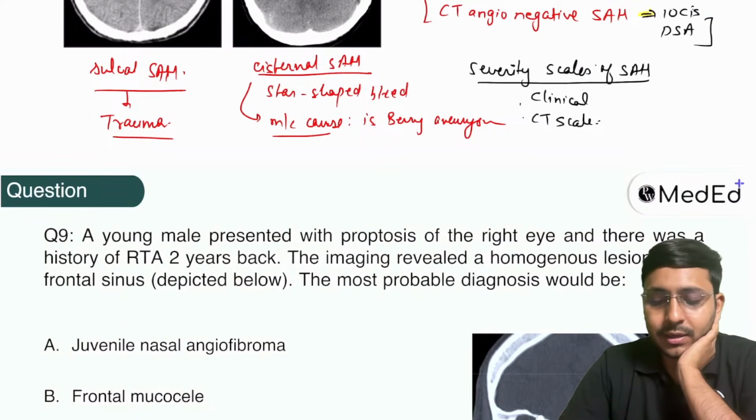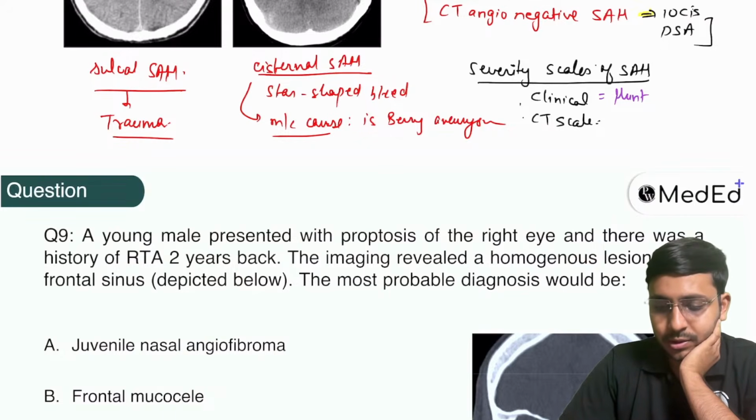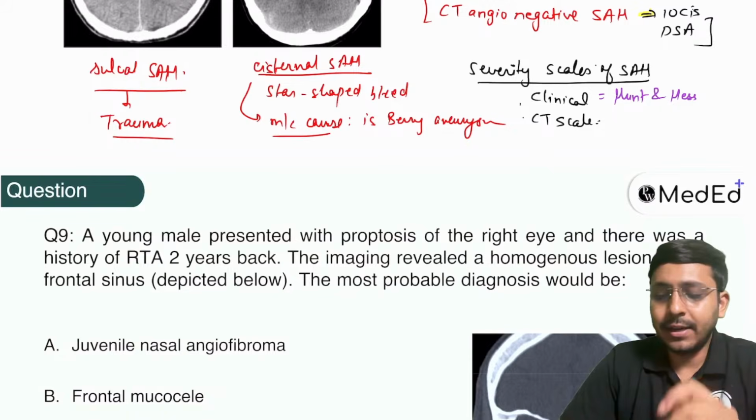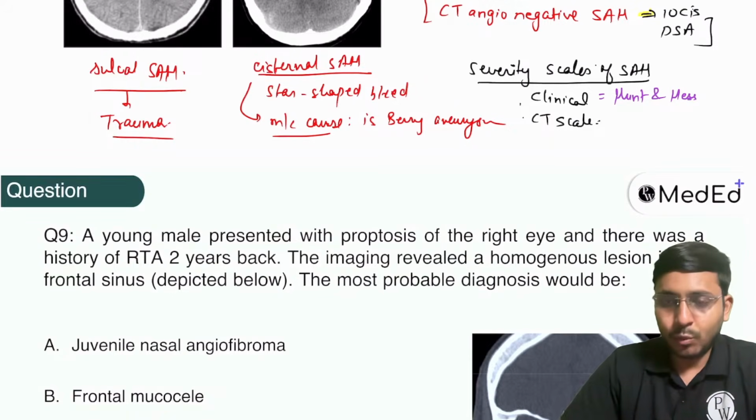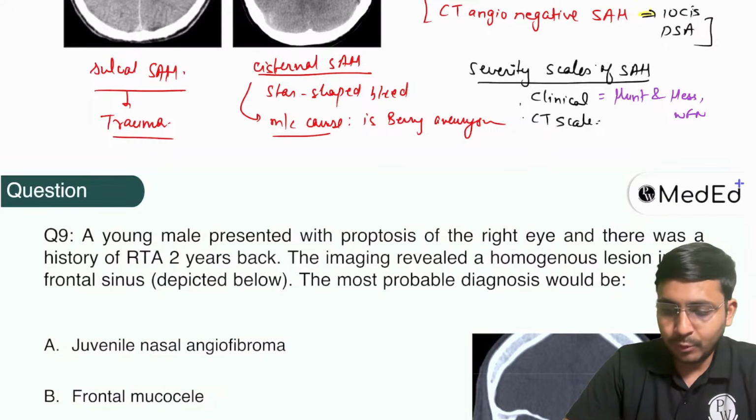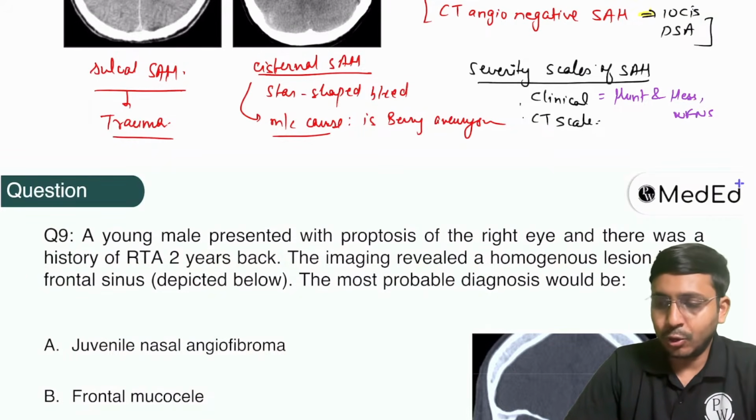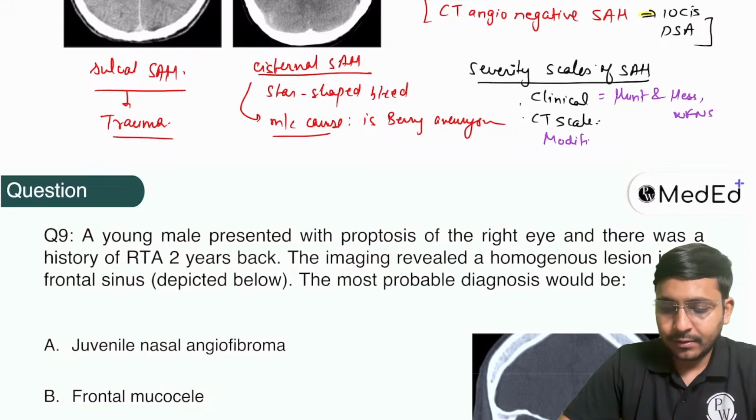So what is the clinical severity scale of SAH? Hunt and Hess scale. And what is the CT scale? Yes, one is WFNS also. WFNS is also there. Good. WFNS and Hunt and Hess. Good, Arpit. Tell me what the CT scale is? The CT scale is the Modified Fisher Scale.